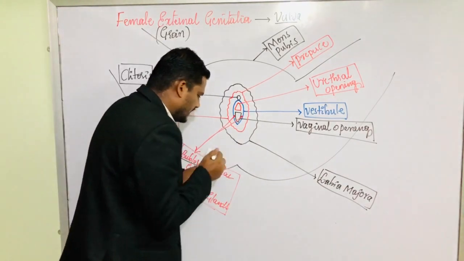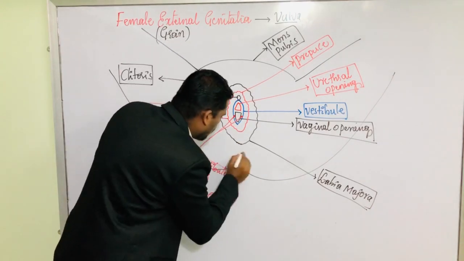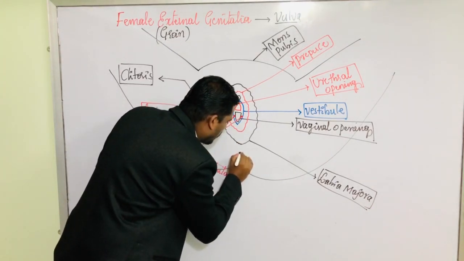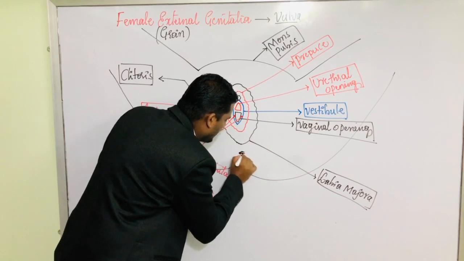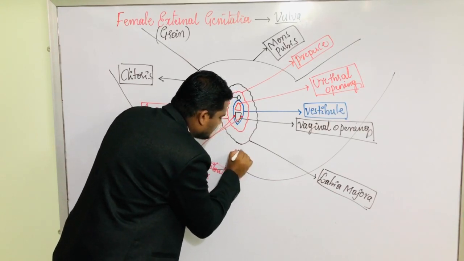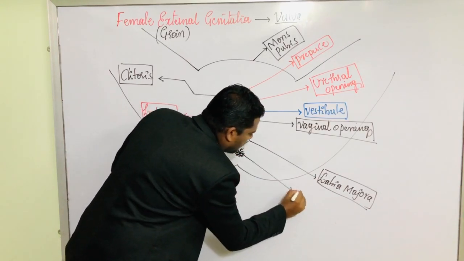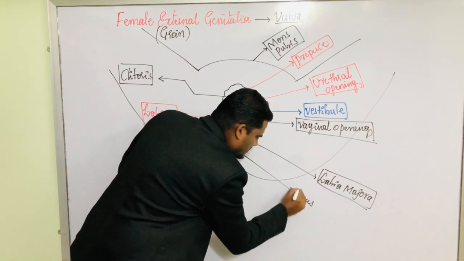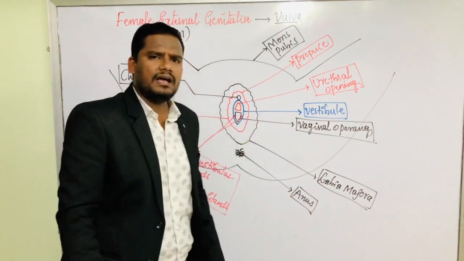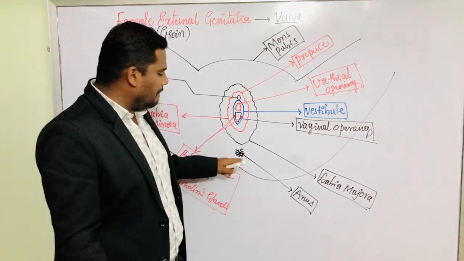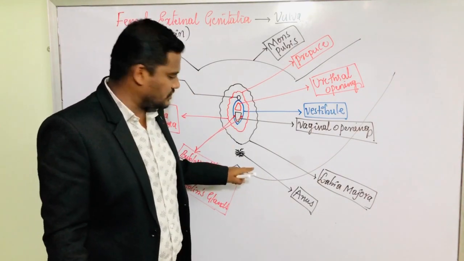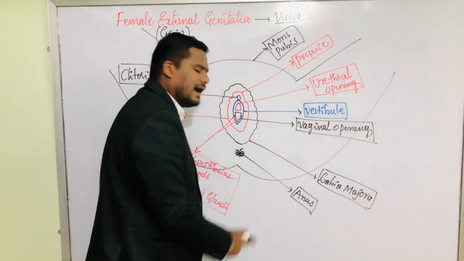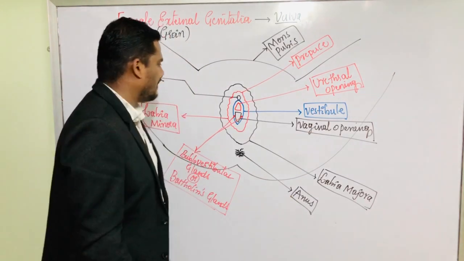At the base of this, we have another small opening here. This opening is the anal opening, the anus. This anus has nothing to do with the female reproductive system. It is a part of the digestive system, but it is there. That is why I have mentioned and labeled it in this diagram.